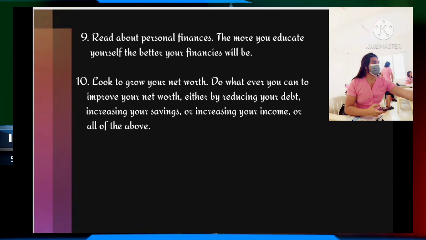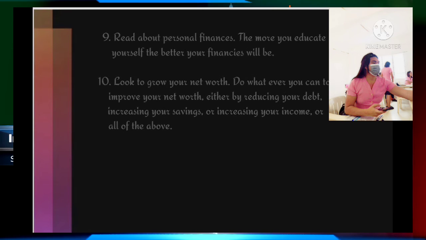Nine, read about personal finances. The more you educate yourself, the better your finances will be. Ten, look to grow your net worth. Do whatever you can to improve your net worth, either by reducing your debt, increasing your savings, or increasing your income, or all of the above.